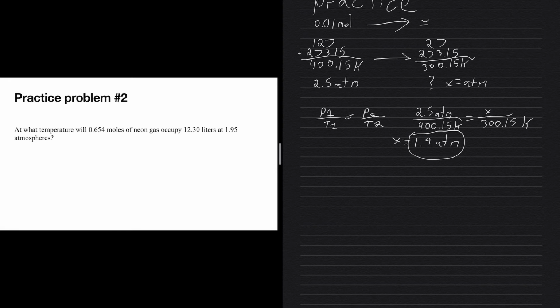All right, so now let's move on to practice problem number 2. What temperature will 0.654 moles of neon gas occupy at 12.3 liters and at 1.95 ATM? So I'm going to give you a second to work on that before I hop in and solve it.